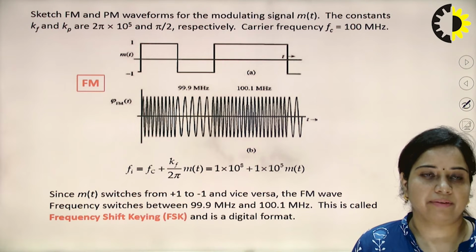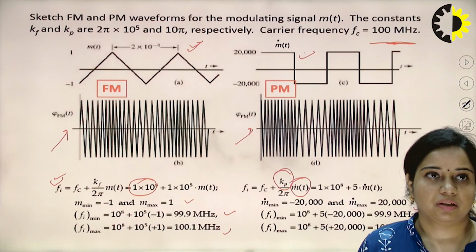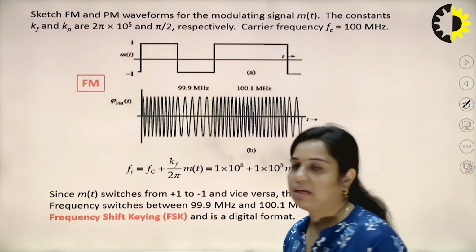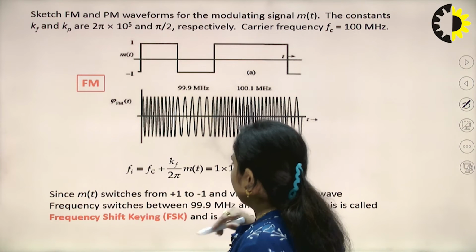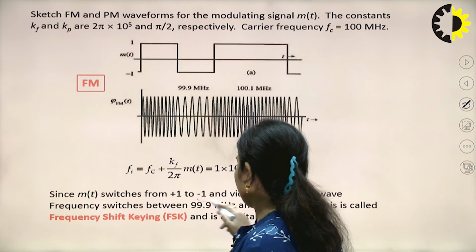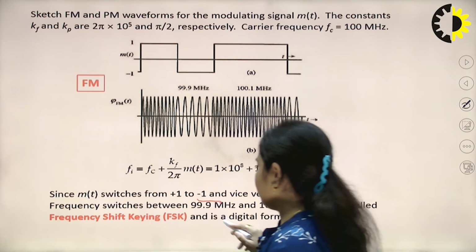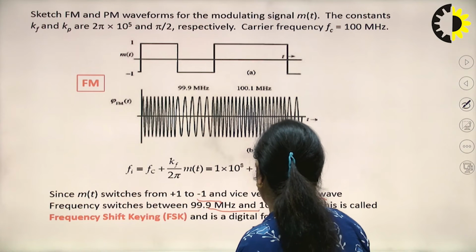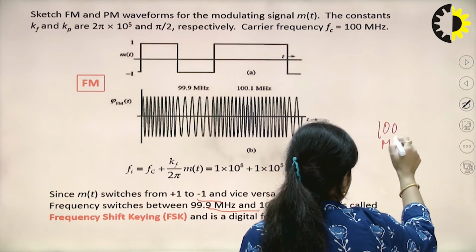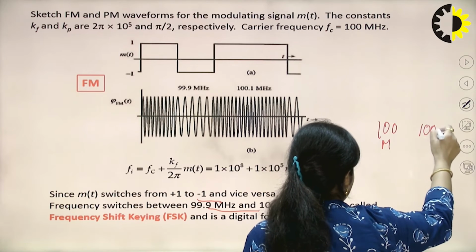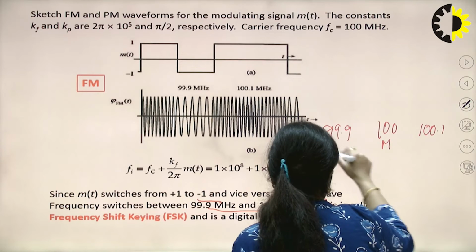Now next is FM and PM wave. Again we have to consider it, but here the value is different, that is Kp value is pi by 2. The same numerical will be there. Since m(t) switches from +1 to -1 and vice versa, the FM wave frequency switches between 99.9 megahertz and 100.1 megahertz, which means 100 megahertz is the center frequency. This is 100.1, this is 99.9 megahertz.